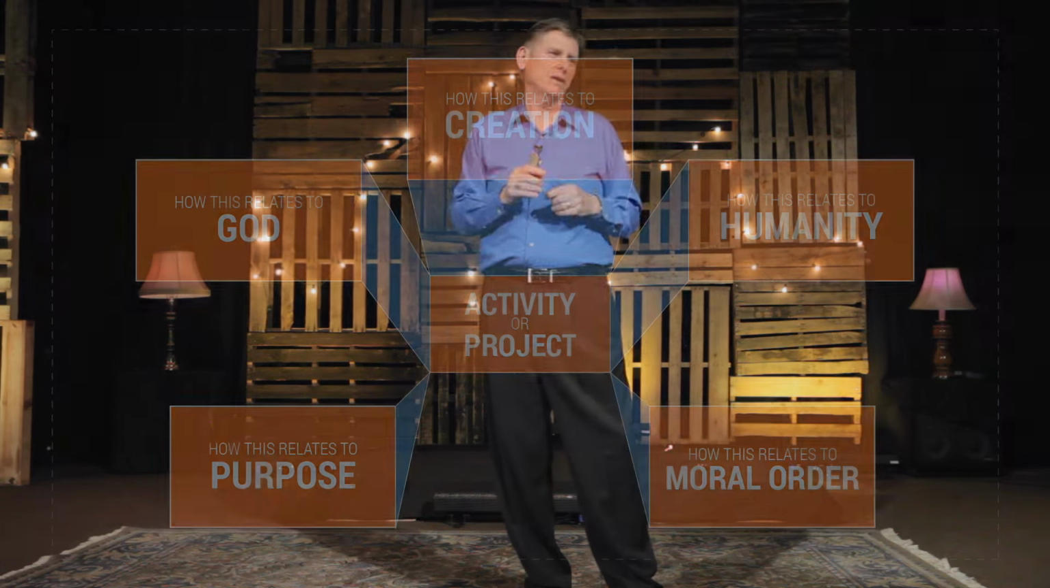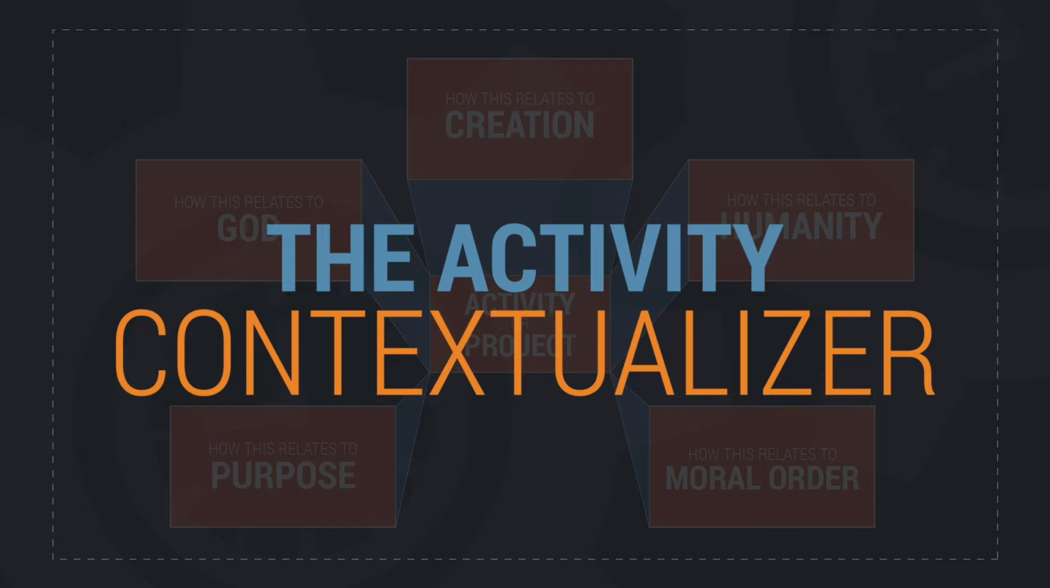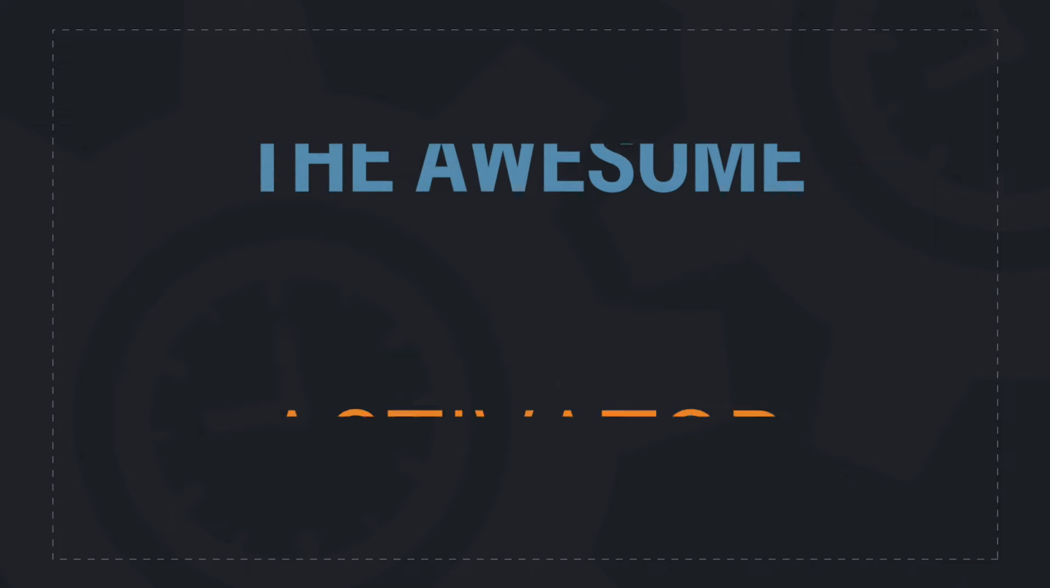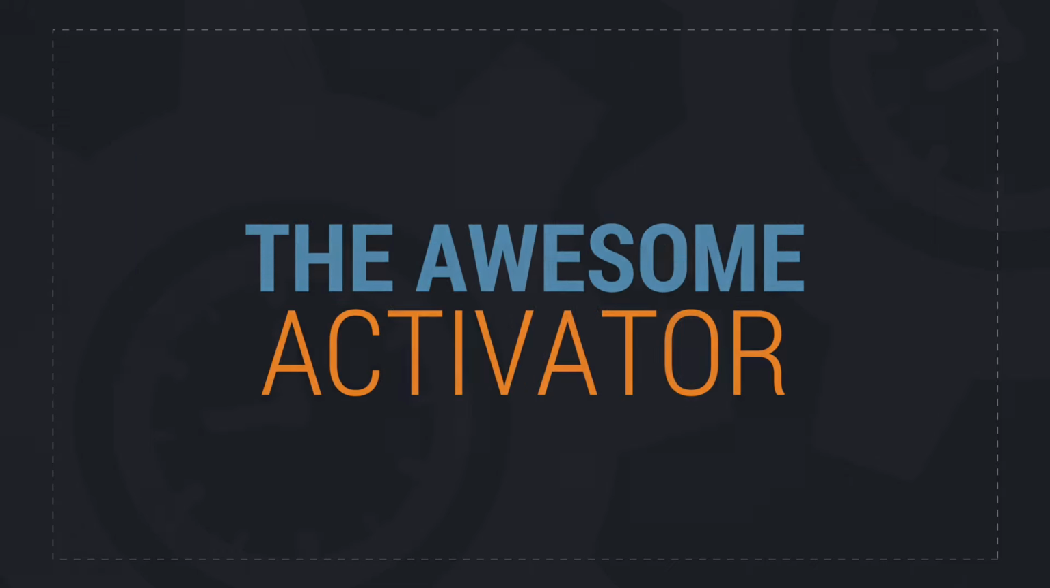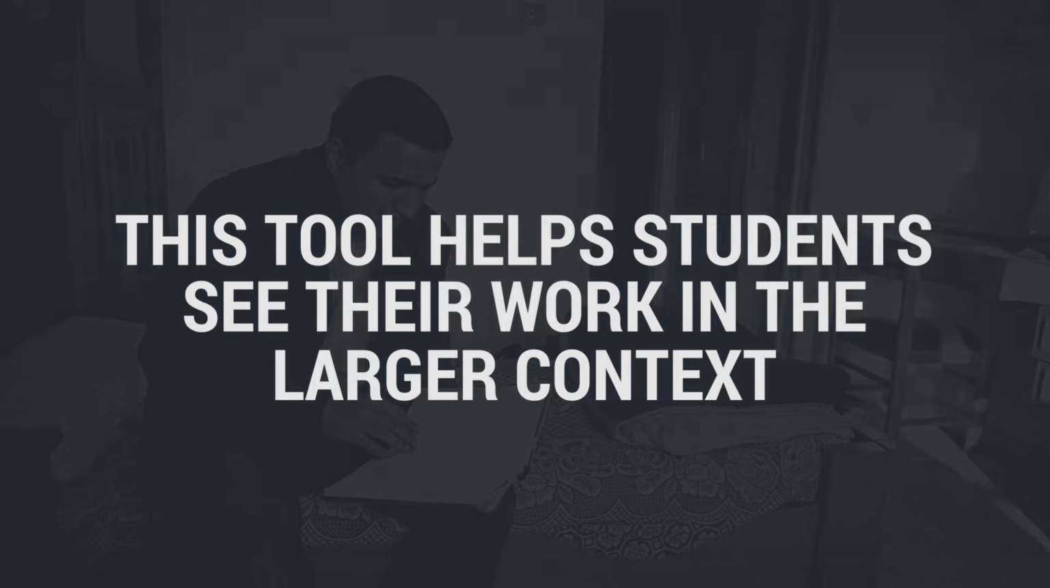Now, in the last session, we introduced a practical tool that helps students to contextualize their work. That tool was called the Activity Contextualizer. And in this session, we want to present another very practical tool called the Awesome Activator. Now this tool helps students to see their work not only in the context of something much bigger than the work itself, to help them to see that they're building a cathedral and not laying bricks, but this tool goes a step further. It actually moves the students towards action steps.